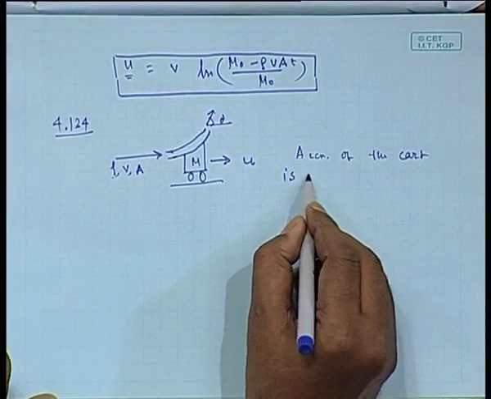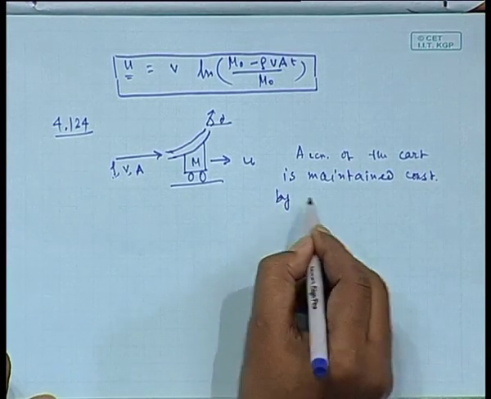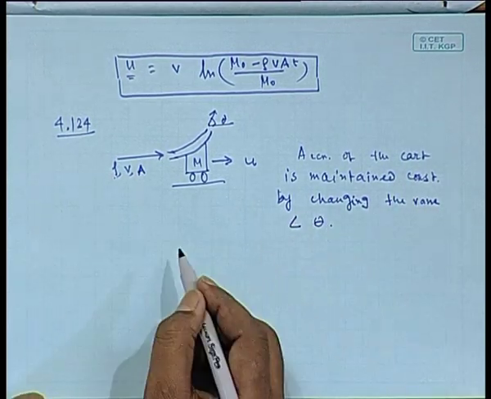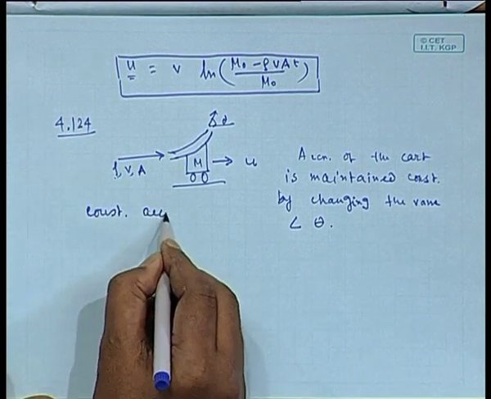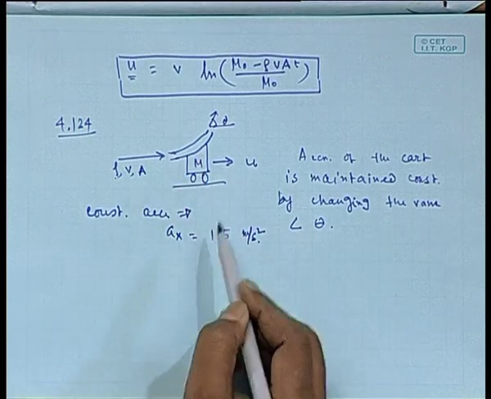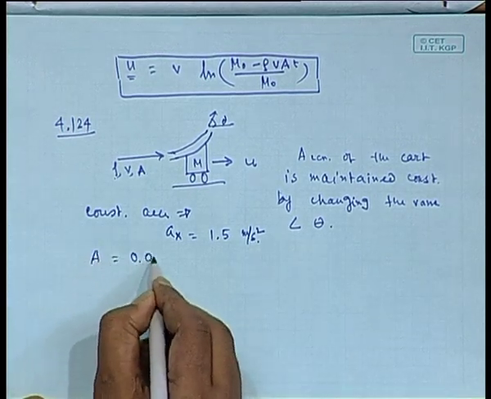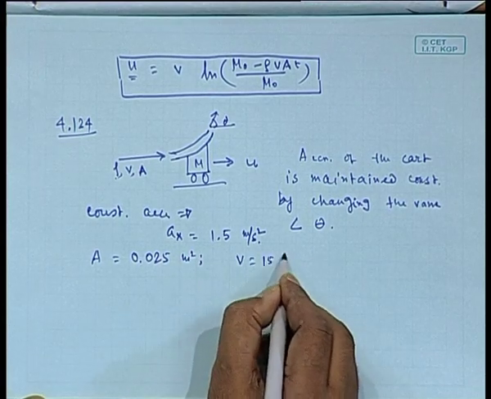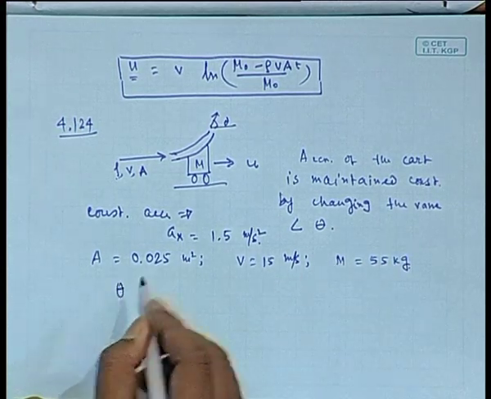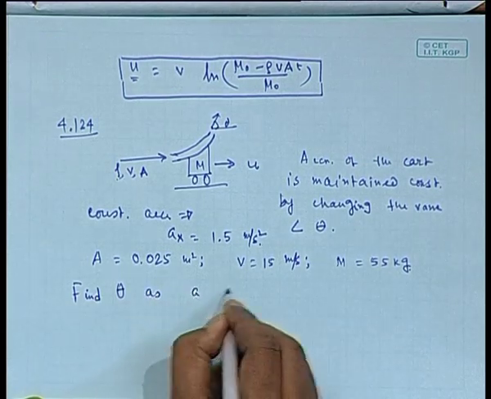Now, for this particular problem, the acceleration of the cart is maintained constant by changing the vane angle theta. And the constant acceleration is given as ax is nothing but 1.5 meter per second square. I would like to maintain the acceleration of this cart at 1.5 meter per second square by changing the vane angle theta. Now, area is 0.025 meter square, v is 15 meter per second. The cart vane assembly has a mass of 55 kg, neglect friction. Now, we have to find theta as a function of time.